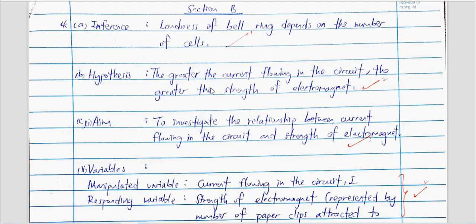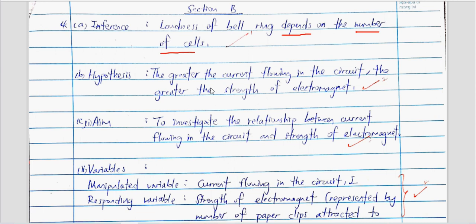So this is the answer. As I told you just now, my student got full marks for paper 3. So this is his answer. The inference: loudness of bell ring depends on the number of cells. This one is correct, we accept. You use the word depends, and loudness of bell ring depends on the number of cells.